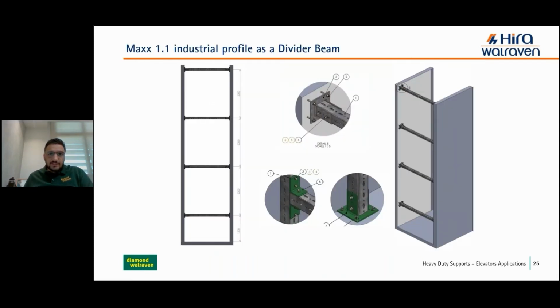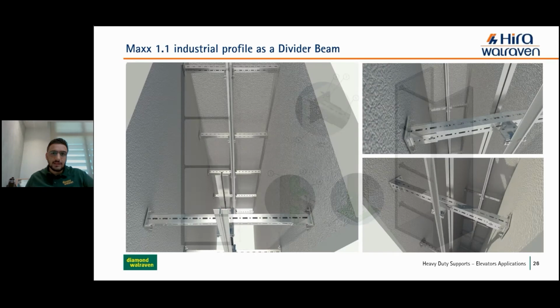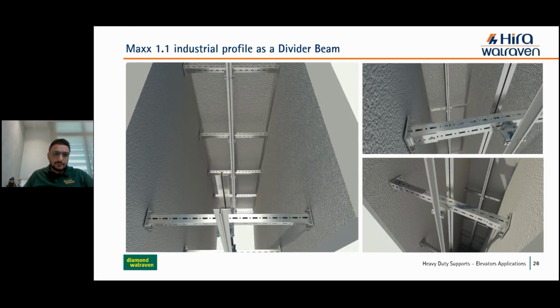In the next few slides, we'll have different examples of our solutions using the Max, in different views, so that we can have a deeper look at the Max profile during the installation. We can see here how the Max is installed from wall to wall on a base plate that has a U-washer. Let's call it a seat or chair.